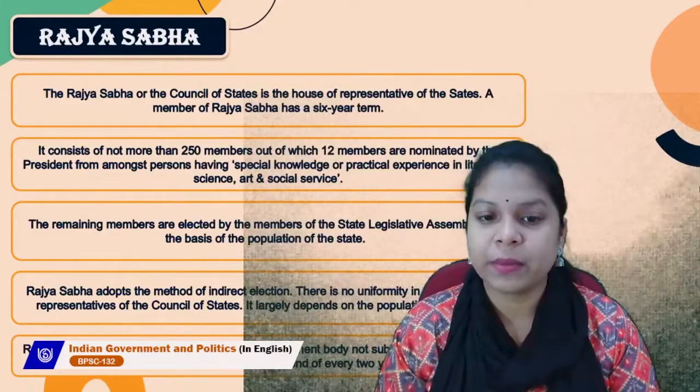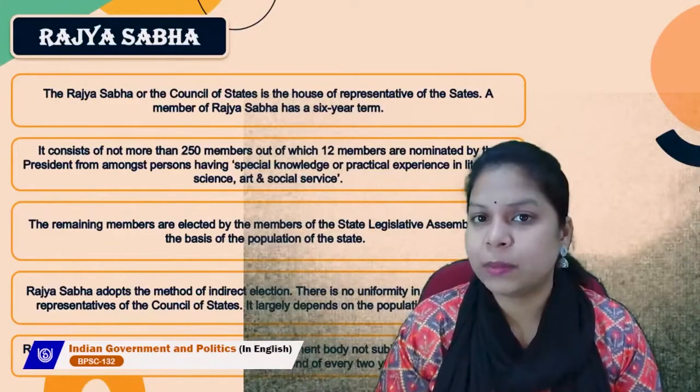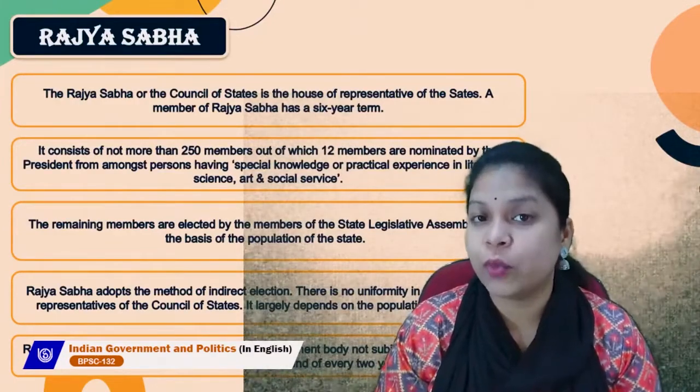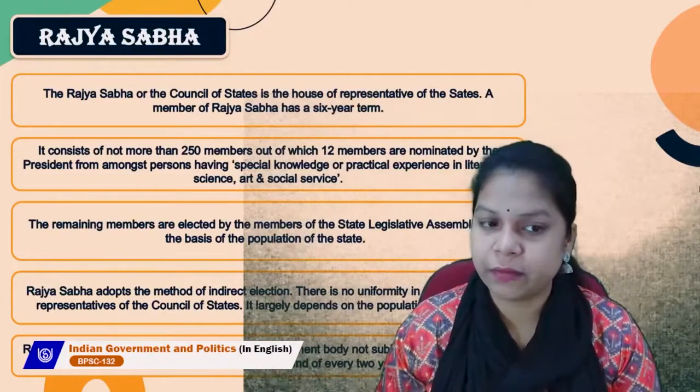A member of Rajya Sabha has a 6-year term. So always remember that the Lok Sabha's tenure is for 5 years, whereas Rajya Sabha has a 6-year term. There is a difference here.